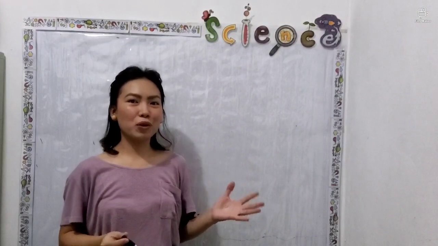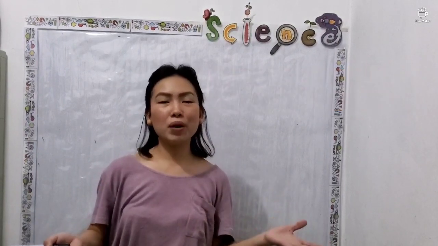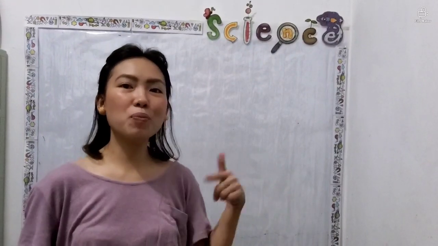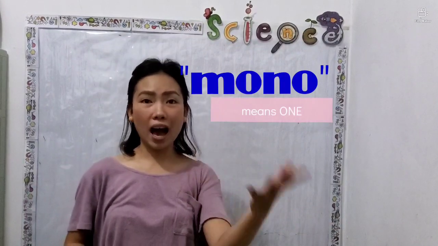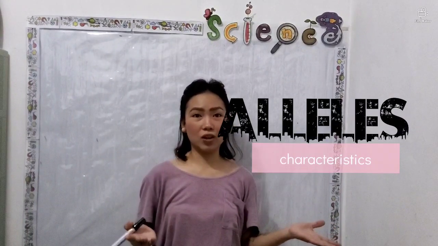So the first part of our video will be a review on the monohybrid cross. What do we mean by monohybrid cross? When we say mono, which means one, hybrid wherein we will hybridize two different alleles, and we will identify what would be the result of the two alleles. What do we mean by alleles? These alleles are referring to the characteristic or the traits. For example, curly hair and straight hair. So we have two contrasting alleles, dalawang magkaibang characteristic.